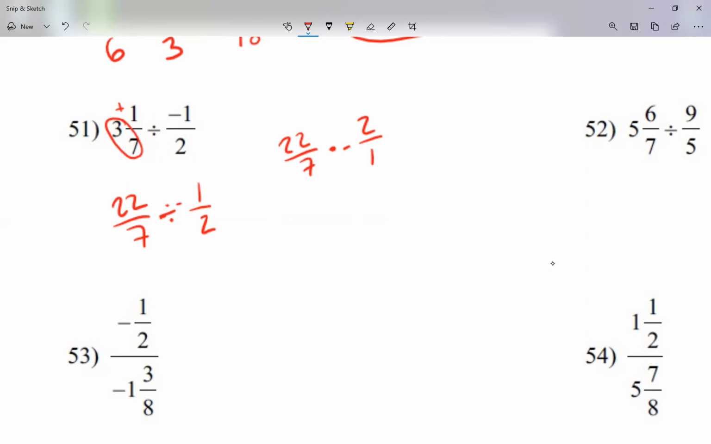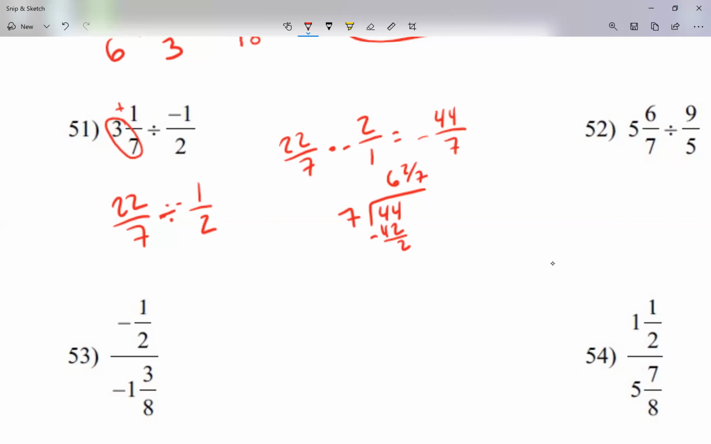So that gives me, when I multiply my numbers on the top, 22 times 2 is 44. At the bottom, 7 times 1 is 7. I have a negative sign because one of my fractions is negative. Now, the number on the top cannot be bigger than the number at the bottom. So I'm going to divide 7 into 44. 7 goes into 44 6 times, because 6 times 7 is 42. My remainder is 2. So my fraction will be 2 over 7.